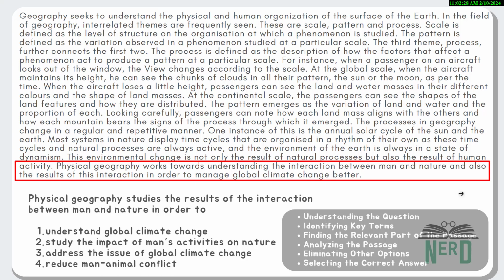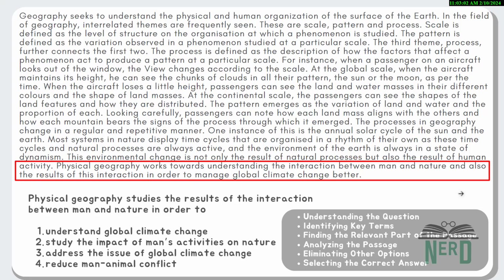Analyzing the passage, our next step, the passage states clearly that physical geography aims to understand the interaction between humans and nature to better manage global climate change. So this indicates that the field is focused on addressing the outcome and challenges arising from the interaction, specifically in the context of global climate change. So we have the right answer right there, but we have to verify it by eliminating, right?